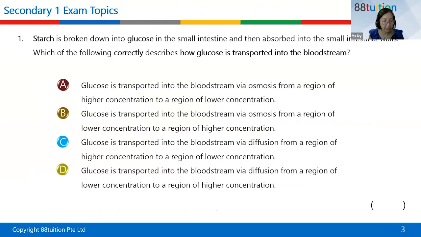Okay, now over here, starch is broken down into glucose in the small intestine and then absorbed into the small intestinal walls. Okay, so which one correctly describes how glucose is transported into the bloodstream? All right, so can I get everybody to type your answer into the chat, please? Which one correctly shows how glucose is transported into the bloodstream? Thank you, Kiran. The rest, I have 6 of you. I only have one answer.